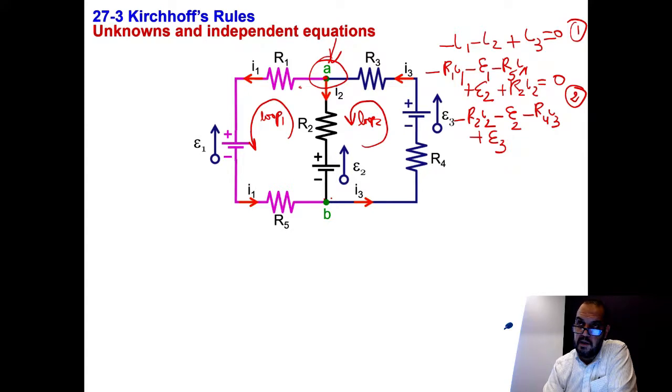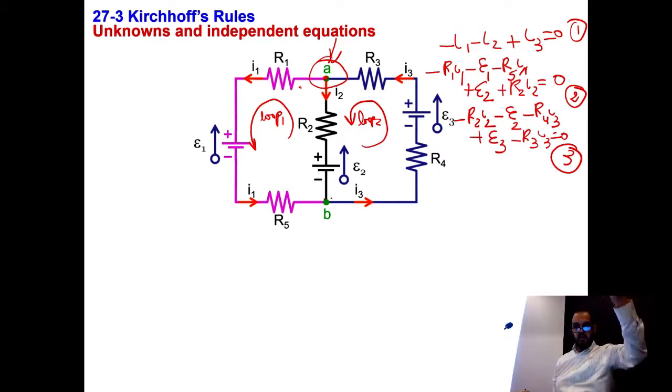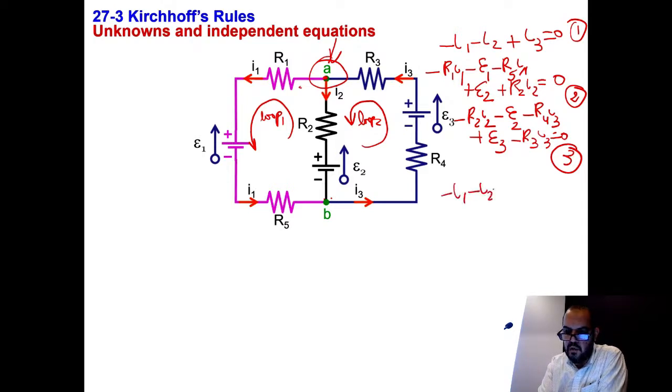And since we are going in the same direction, we use minus R3 I3 is equal to 0. This is my third equation. Now I have three equations with three unknowns. So I can rearrange these equations. I can write minus I1 minus I2 plus I3 is equal to 0.